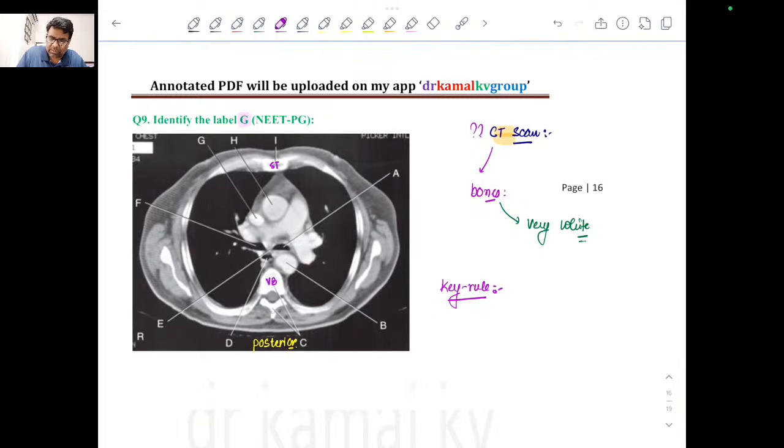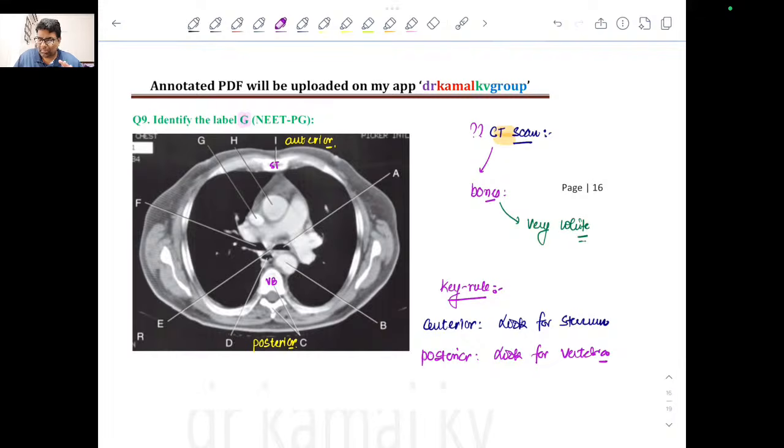So this is anterior. Anterior and posterior are easy to identify. Okay, so let me write it. Anterior, look for the sternum, and for posterior, look for the vertebral body or vertebra, right?